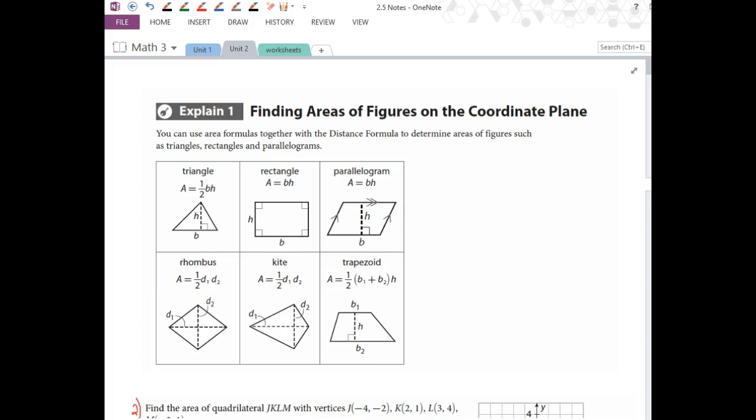Okay, so if you know that you have a specific shape, specifically like a rhombus, a kite, or a trapezoid, it's super easy to use those formulas as long as you are given that information. But sometimes it's easier to just break things into triangles and rectangles and just work within that criteria.